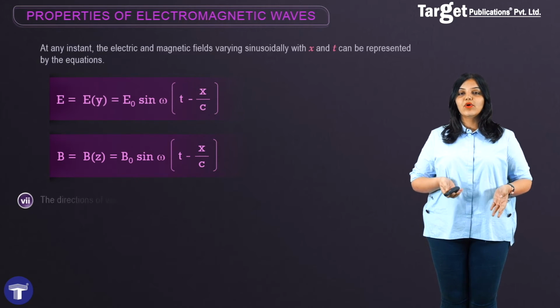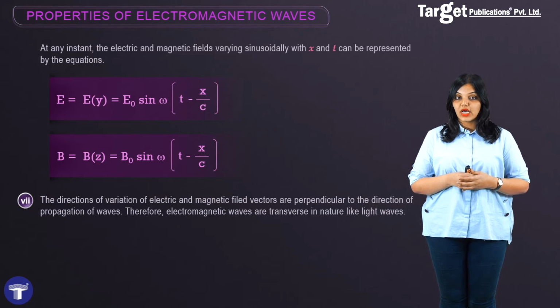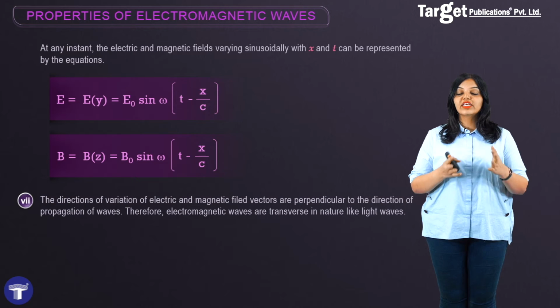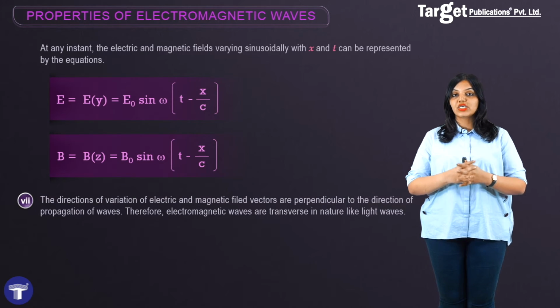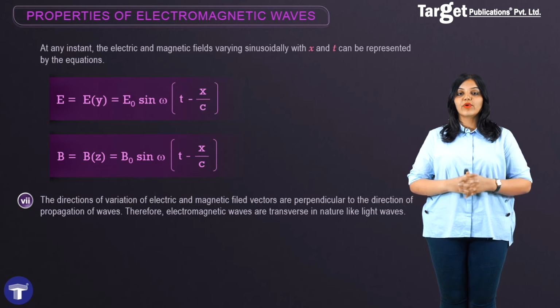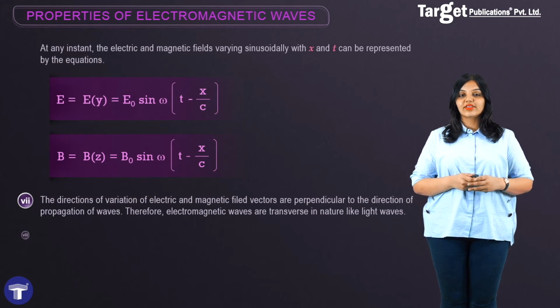And of course, we know, as Maxwell predicted, that light is not only an electromagnetic wave, but it is a transverse wave. That is, the directions of the electric and magnetic field vectors at any instant of time are perpendicular to each other and to the direction of the wave. And therefore, electromagnetic waves are transverse in nature, just like light waves.